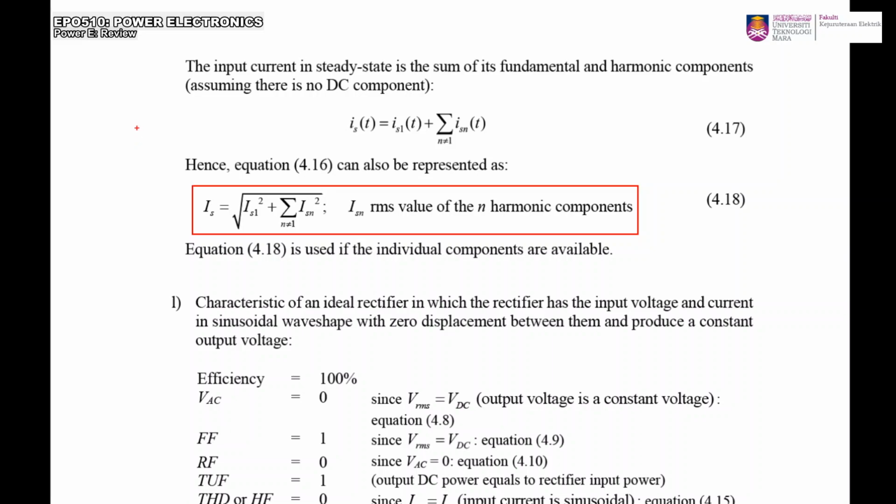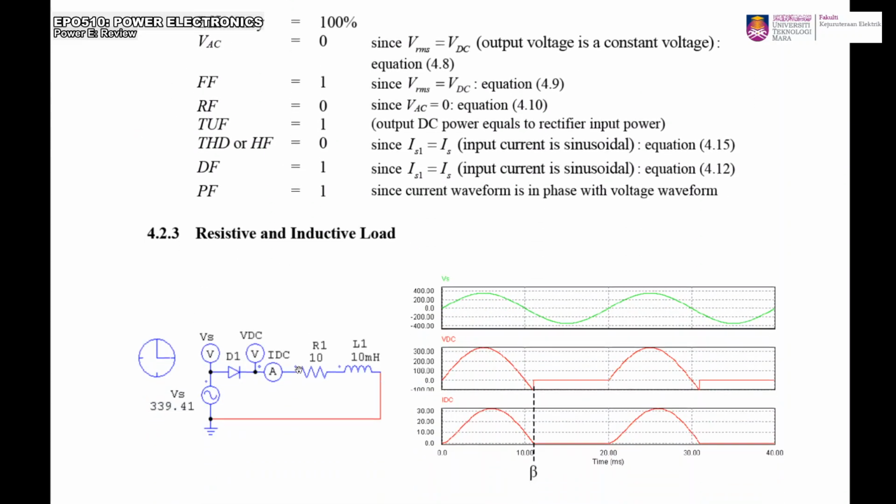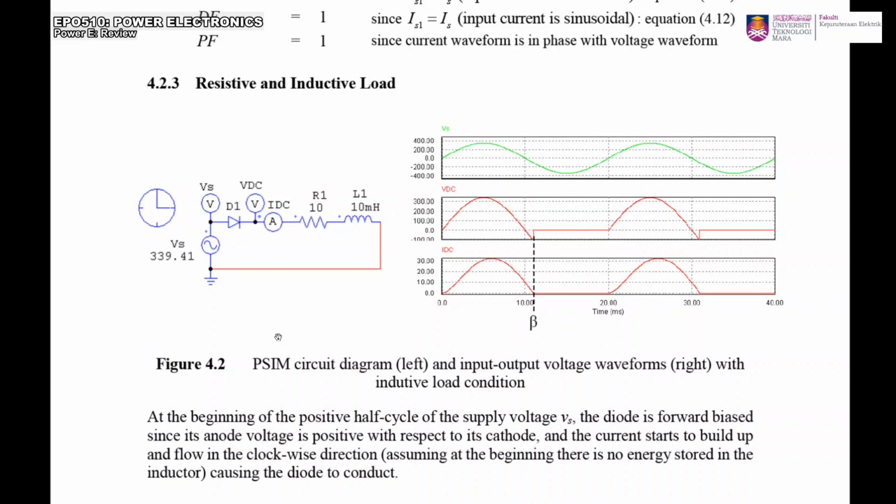Okay, let's proceed. And then we look into resistive and inductive load, whereby for resistive inductive load, you have a beta extinction angle. You still remember that extinction angle? So for this circuit, you have to remember we have this energy element here, the inductor. The inductor's characteristic is that it stores some energy, and the current cannot change direction instantaneously because of that stored energy.